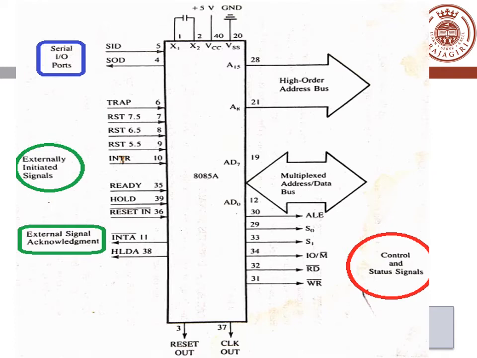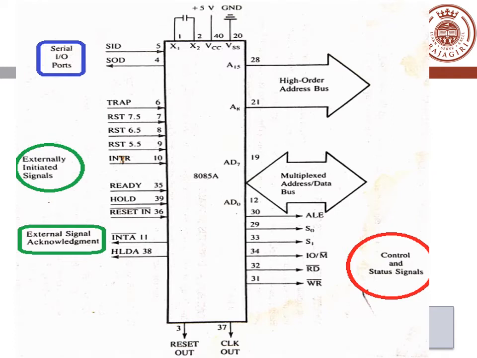And the next set of signals are the external signal acknowledgements, the acknowledgements given by the microprocessor, pin number 11 and 38. And at the bottom you can see pin number 3 and 37, that is the reset out and clock out, which are the output pins. And at the top you can see the crystal connection X1 and X2, the VCC and ground, pin number 40 and 20.